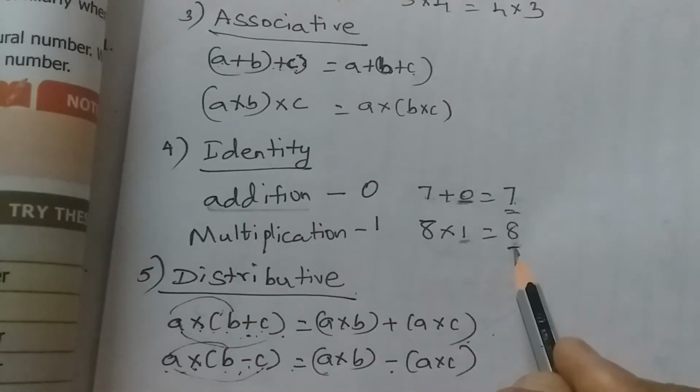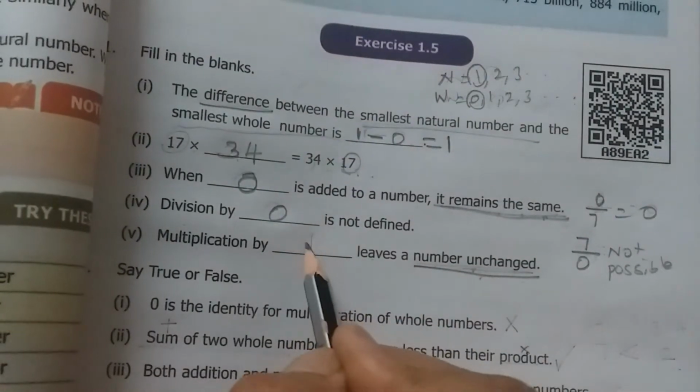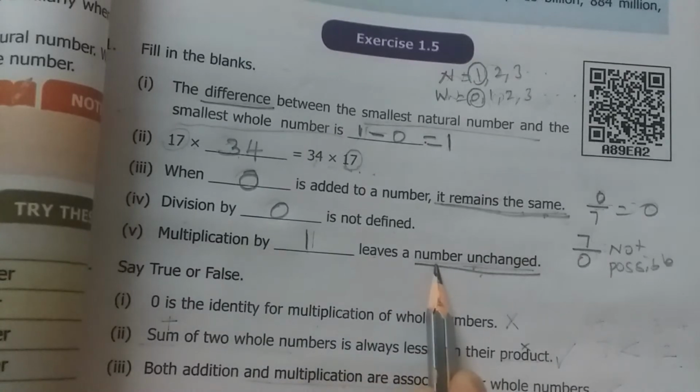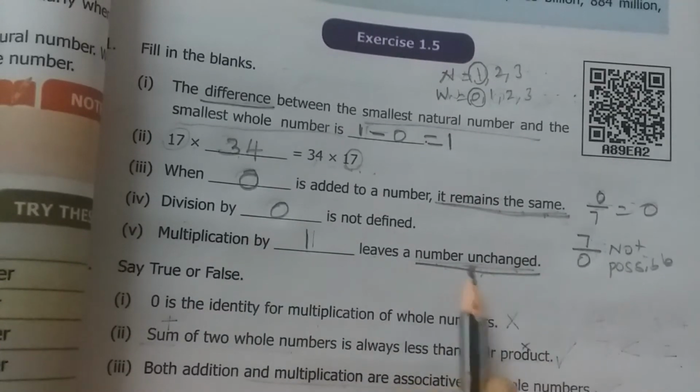So a number into what gives the same number? Into 1. So this answer is 1. So you read it now. Multiplication by 1 leaves a number unchanged. That means we get the same number.